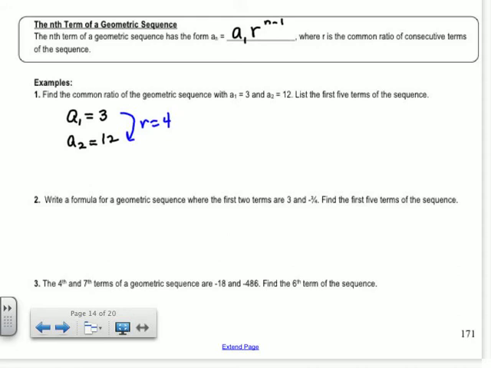Oh goodness. There we go. My cord gets low.